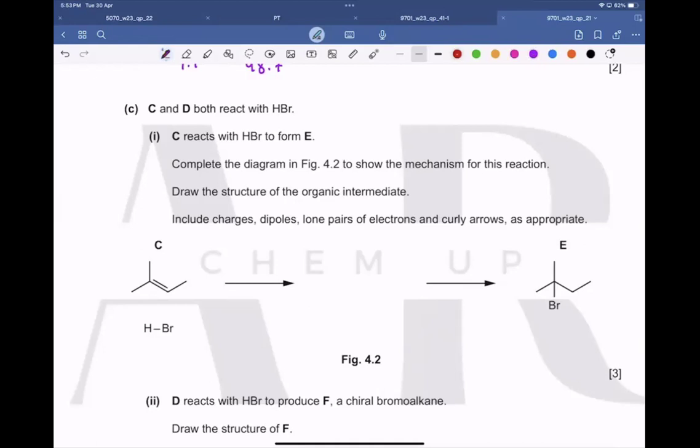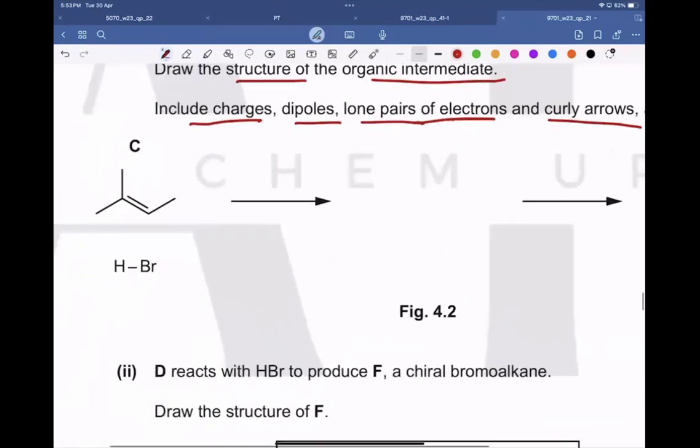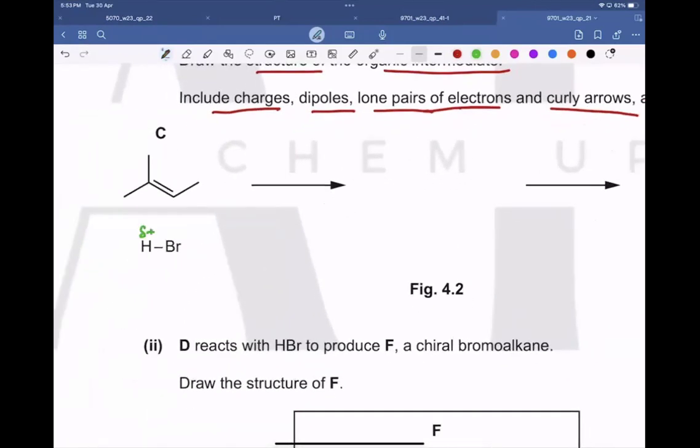Now, compounds C and D both react with hydrogen bromide. C reacts with hydrogen bromide to form E. Complete the diagram in figure 4.1 to show the mechanism for this reaction. Draw a structure of the organic intermediate. Include charges, dipoles, lone pairs of electrons, and curly arrows as appropriate. If you see, this is going to be partial positive and this is going to be partial negative. From here, the attack is always towards the partial positive, right? So the attack would take place over here and the bond would break like this.